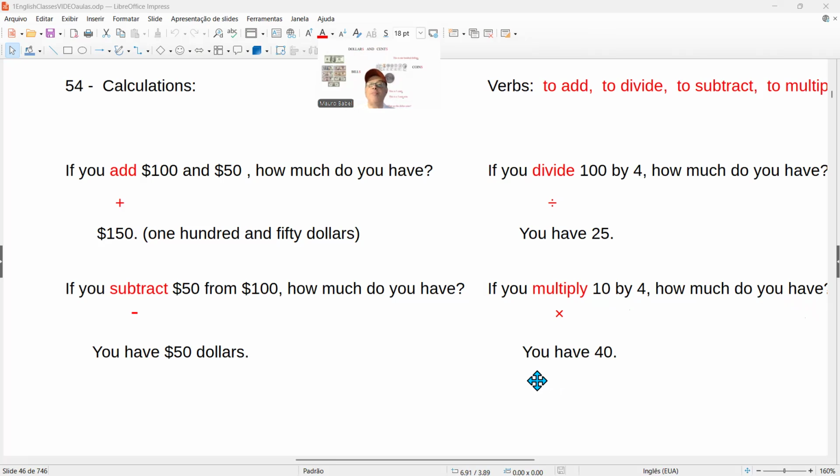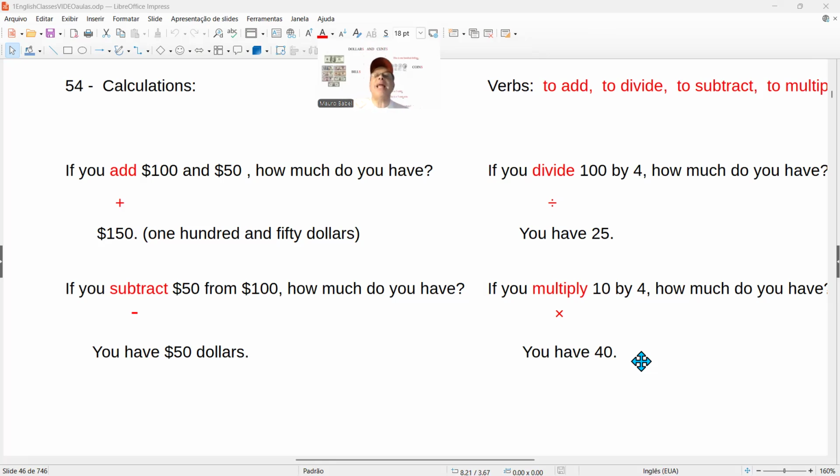If you multiply 10 by 4, how much do you have? You have 40. All right. If you multiply 2 by 2, how much do you have? Complete answer. All right. If you multiply 2 by 2, you have 4. If you multiply 25 by 4, how much do you have? Perfect. If you multiply 25 by 4, you have 100.